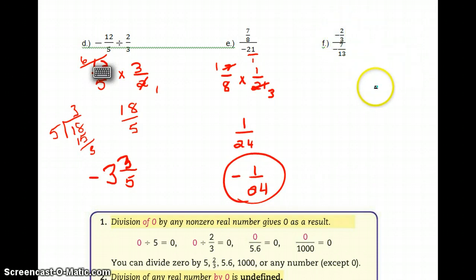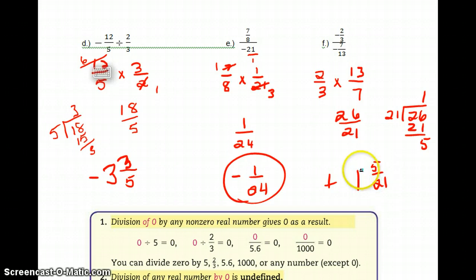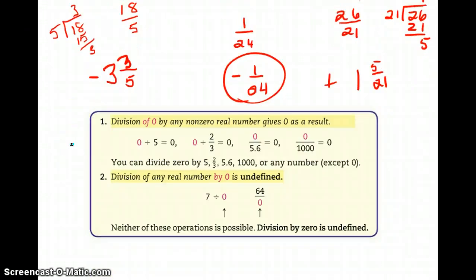Lastly, we have negative divided by a negative, so my answer will be positive. Keep the first fraction the same, change division to multiplication, and take the reciprocal of your second fraction. Check for cross canceling. None can be done. So we're going to have 26/21. That is an improper fraction, so we want to convert that. 21 will go into 26 one time, and that will leave us with a remainder of 5. So we have positive 1 and 5/21. So that's it, guys, for multiplication and division.